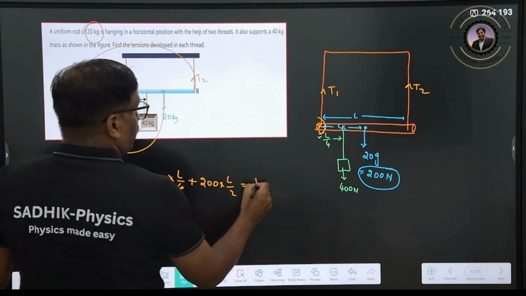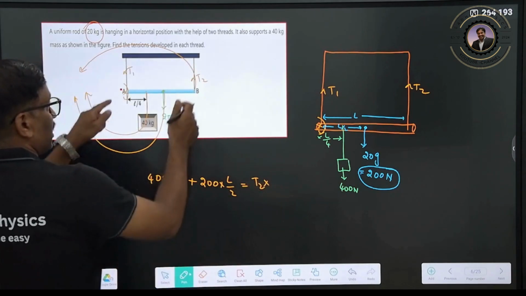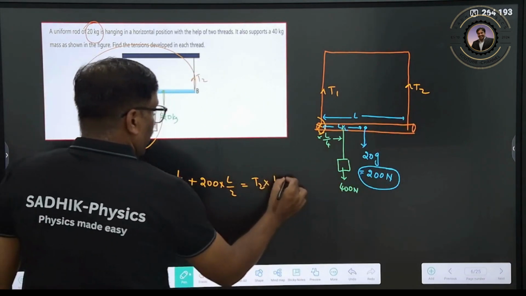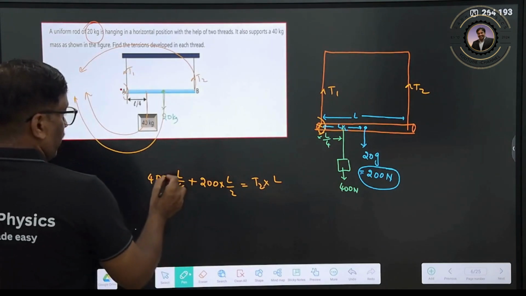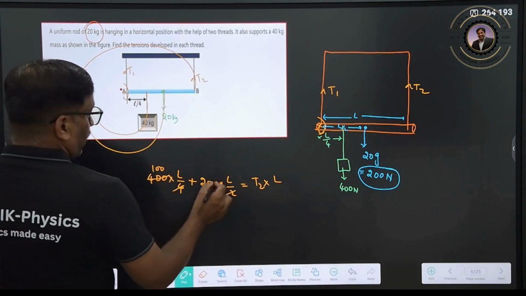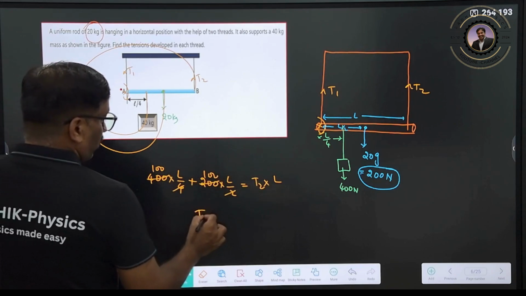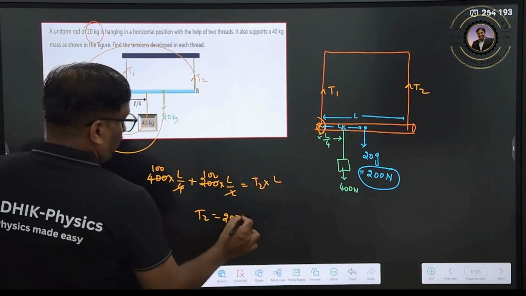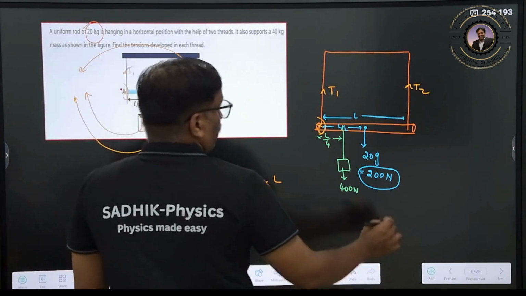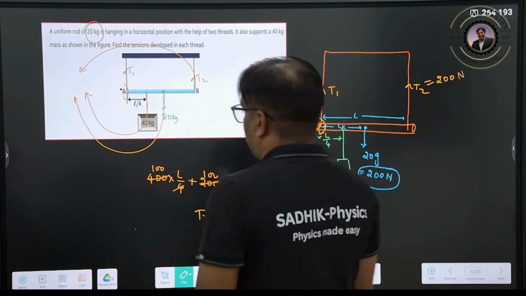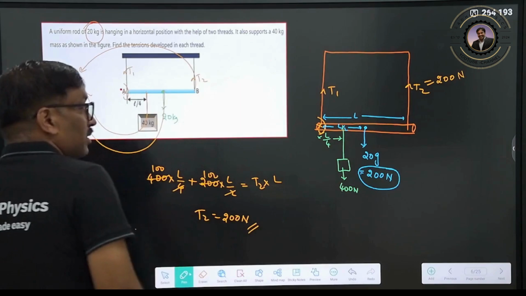Therefore this T2, what is the distance here now? T2 means what is the distance? Total L now. Therefore here it will be 100, here it will be 100. So L taken common now. Therefore 200 L now. T2 will be equal to 200 newtons. Clear? So T2 I got it, how much now? 200 newtons. Right?